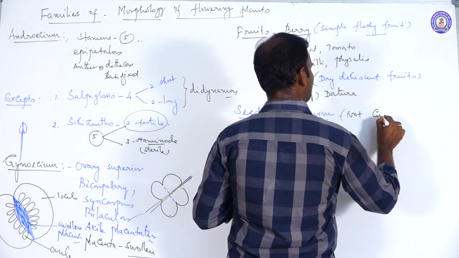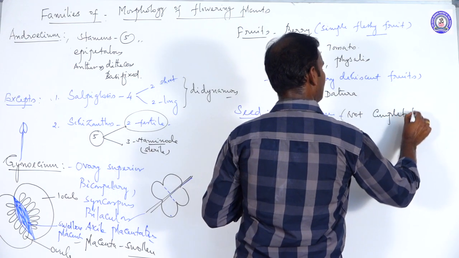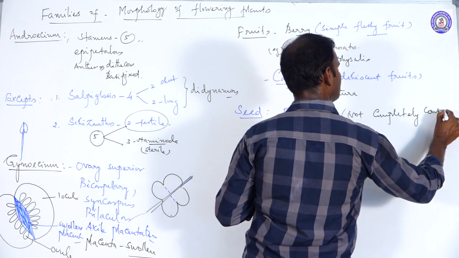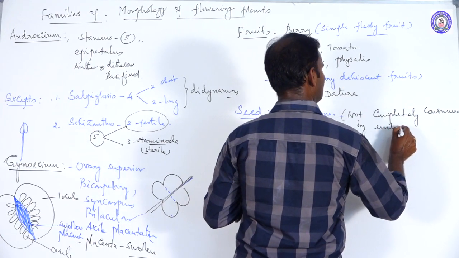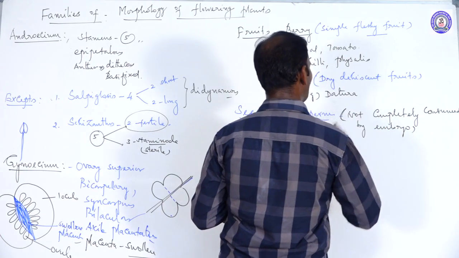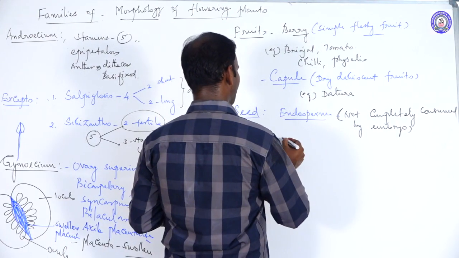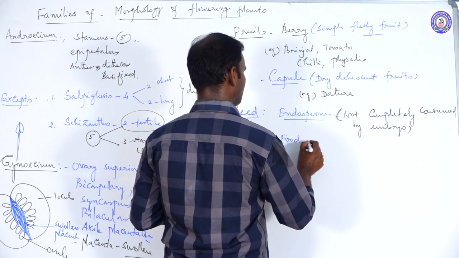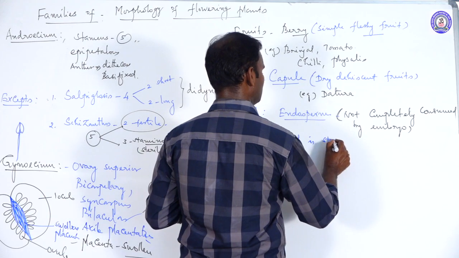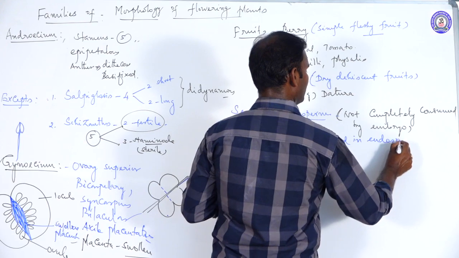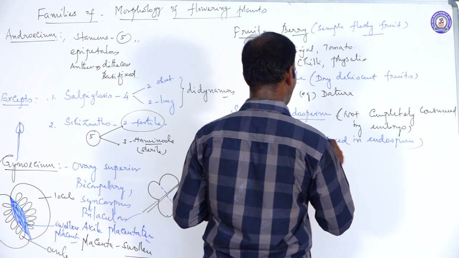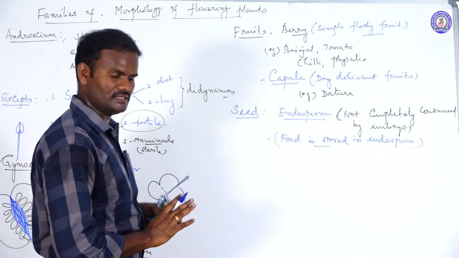Not completely consumed by the embryo. Such seeds are called endosperm seeds. I mean, here food is stored in the endosperm. Endosperm is responsible for storage of food material. Such seeds are called endosperm seeds.